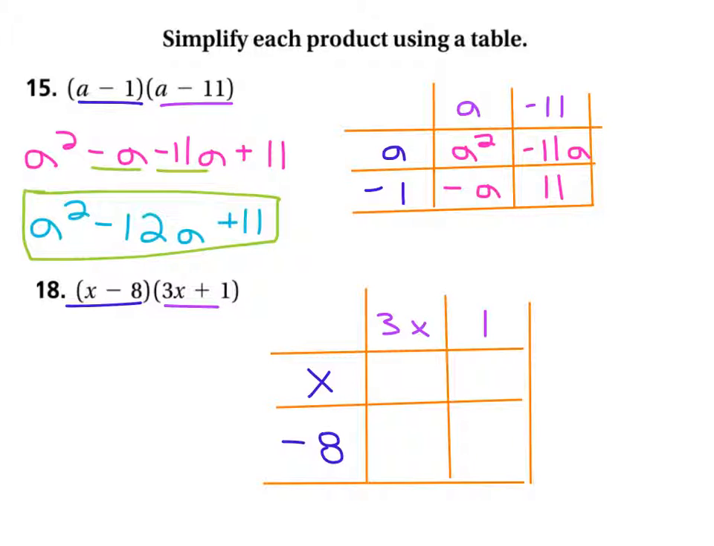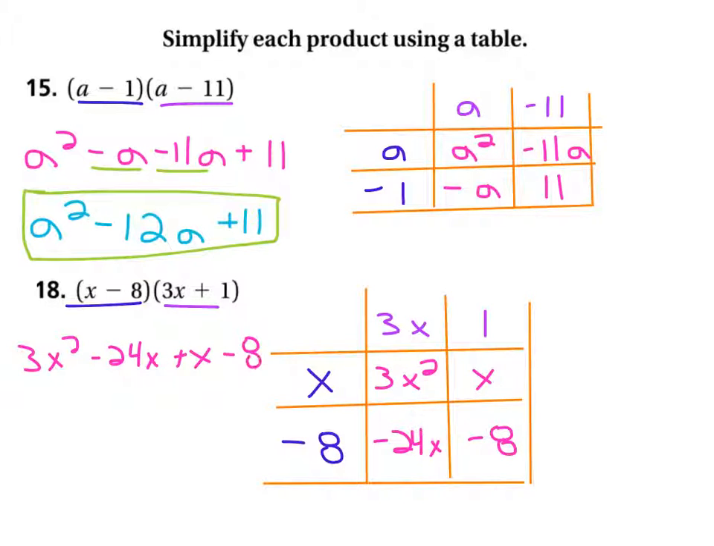So now when we multiply, we get x times 3x, 3x squared. -8 times 3x, -24x. X times 1, that's just x. And -8 times 1, -8. So we'll write all this on the side. We get 3x squared minus 24x plus x. Remember, if something's a positive, you've got to put a plus in front of it. And then -8.